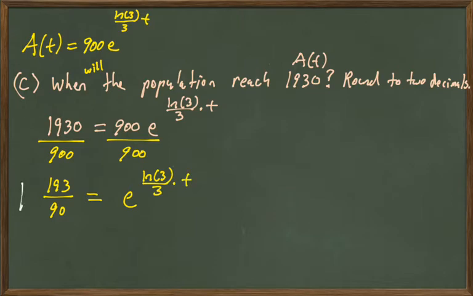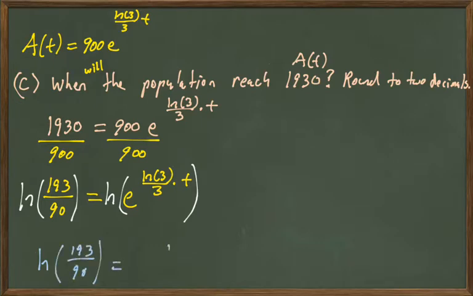To undo the exponential, or to get the exponent down, we're going to take the natural log of both sides. And because we're dealing with e, that's very nice, e and ln will undo each other. So we'll have the ln of 193 over 90, and that's going to be equal to the ln of 3 over 3 times t. So you have two choices here. You can divide by the natural log of 3 over 3 on both sides to free the t, or we can multiply by the reciprocal. That will have the same effect. So I'm going to go ahead and multiply both sides by the reciprocal.